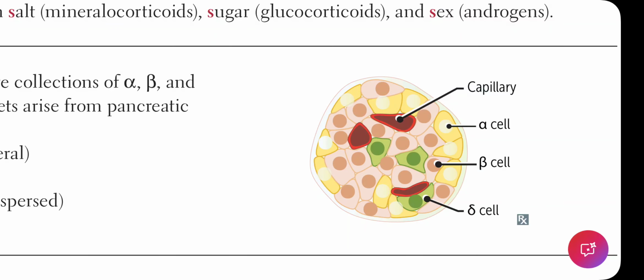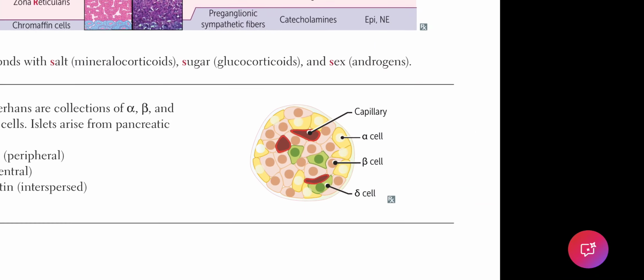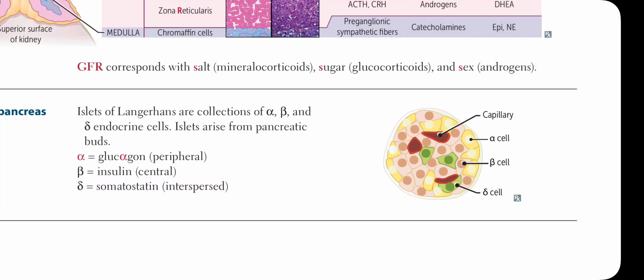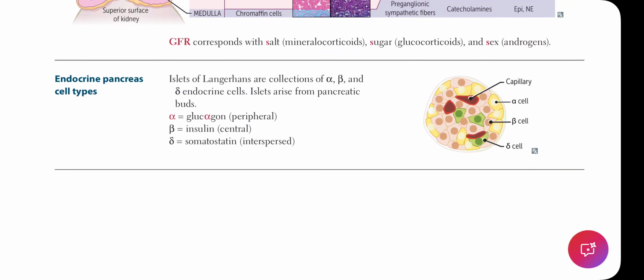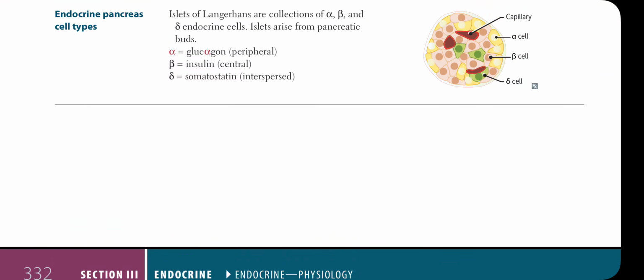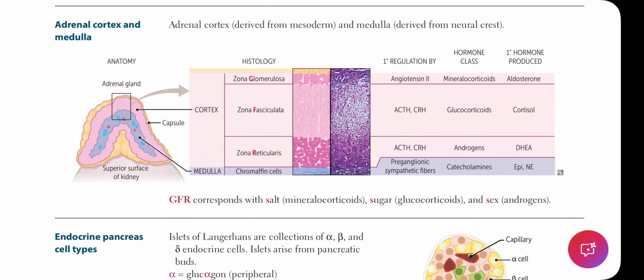So alpha is for glucagon, beta is for insulin, and delta is for the somatostatin, which is all over the place. And I think that is it. That is all for the anatomy section. Next is the physiology section, and we'll read that tomorrow.